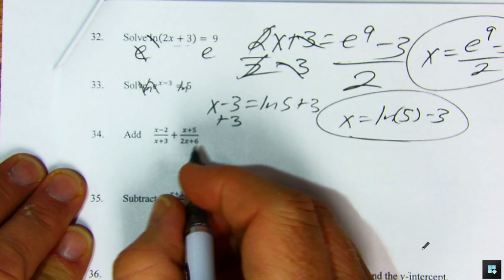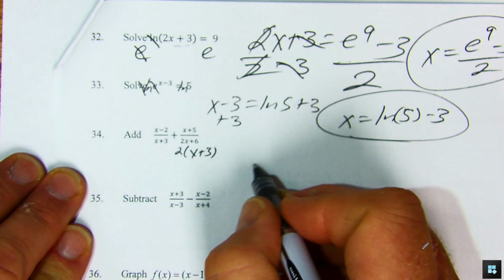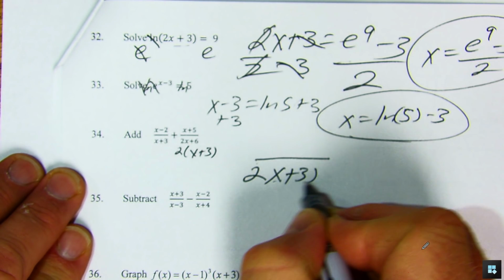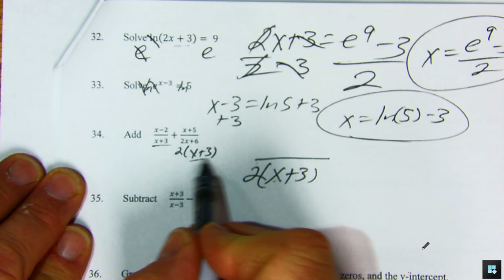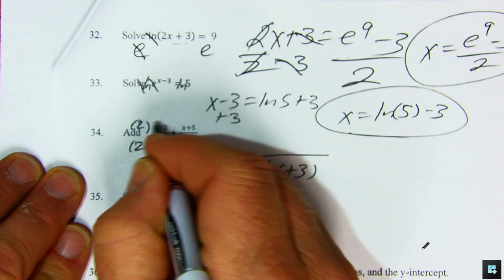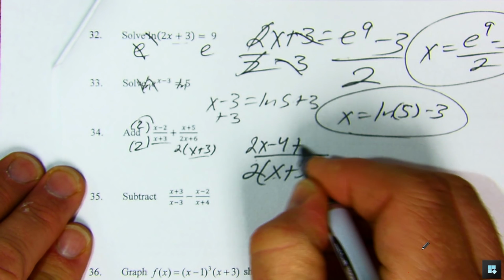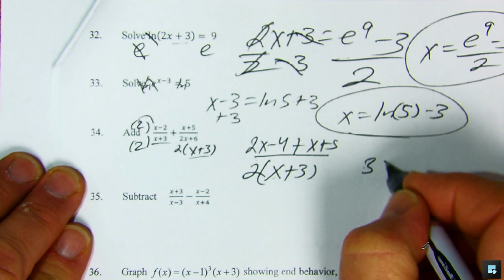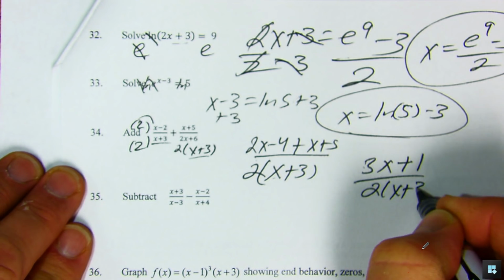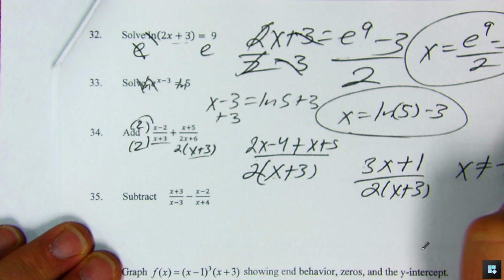Ooh, add these together. Look at this guy. It's 2 times x plus 3. So our common denominator has to have a 2 and has to have x plus 3, which takes care of that, that, and that. So we need to multiply this one here by 2. Gives us 2x minus 4 plus x plus 5. So this can be 3x plus 1 over 2 times x plus 3. Done. State excluded value just for fun. X cannot be negative 3.